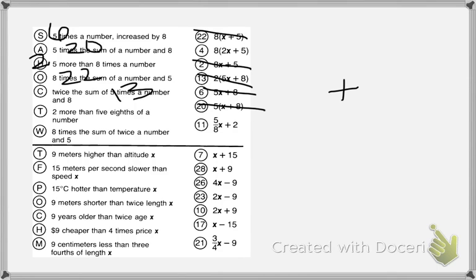Okay, so here's 2 more than. I always put the more than and the less thans in the back. 2 more than 5/8 of a number. 5/8 of a number. Well, that's 11.